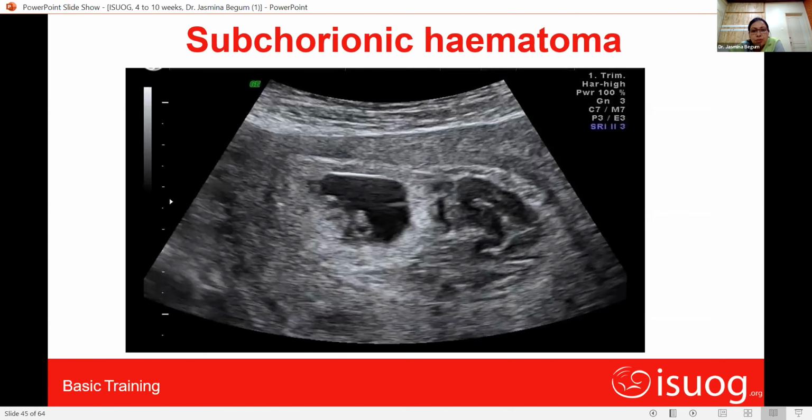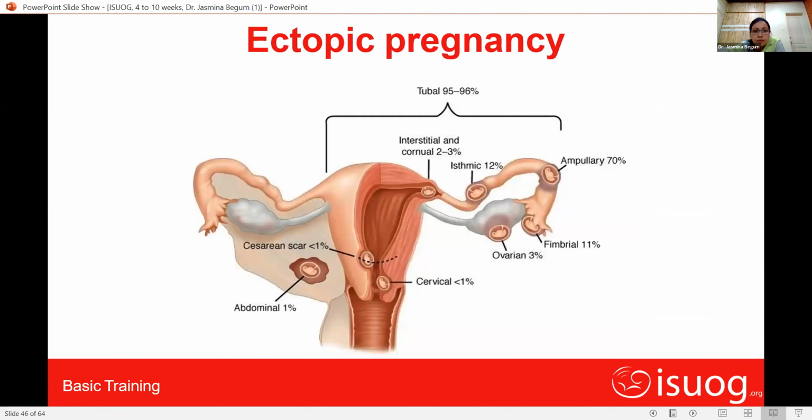So this is the image showing subchorionic hematoma. This is a crescent-shaped image, hypoechoic with echogenic debris. This is a sign of subchorionic hematoma. And it depends, like when the amount of blood bleeding is more than 60 ml, or when more than 50% of the sac is separated, then it is very concerning to the obstetrician.